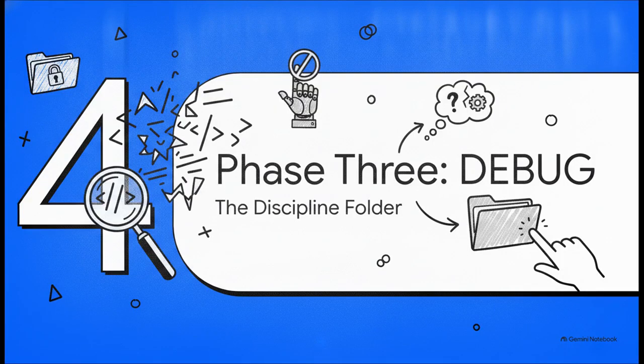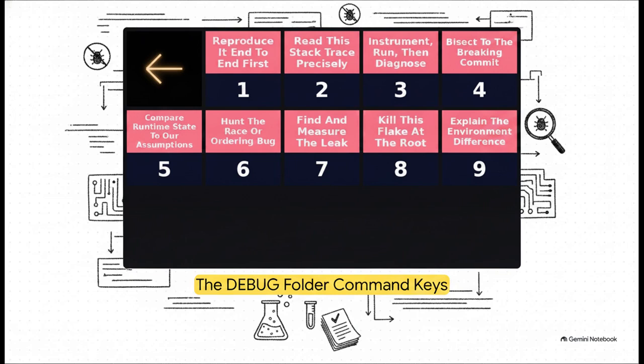Phase 3. Debug. The discipline folder. When things break, the temptation to just blindly guess a fix is at its absolute highest. But every single key in this discipline folder absolutely demands evidence before a single line of code is edited. You're not allowed to guess. The AI is definitely not allowed to guess. You literally must instrument, read, and prove the failure first.